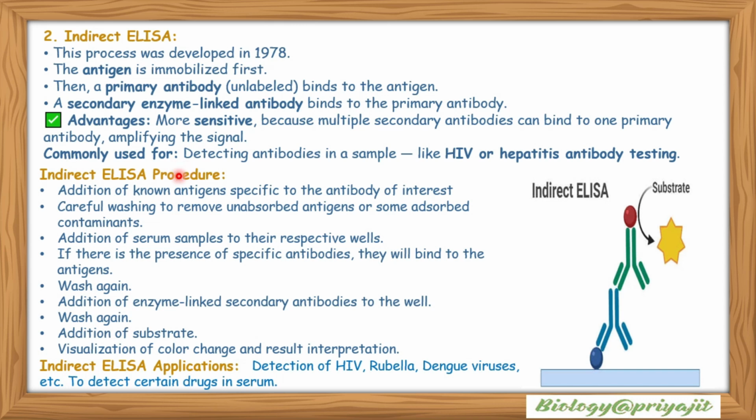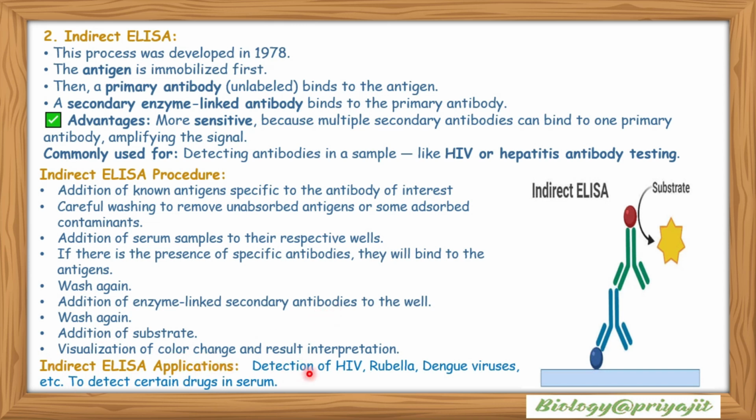Indirect ELISA procedure: addition of known antigen specific to the antibody of interest, careful washing to remove unadsorbed antigens or some adsorbed contaminants, addition of serum samples to their respective wells. If there is presence of specific antibodies, they will bind to the antigens. Then again addition of enzyme-linked secondary antibodies to the wells, then again addition of substrate, visualization of color change and result interpretation.